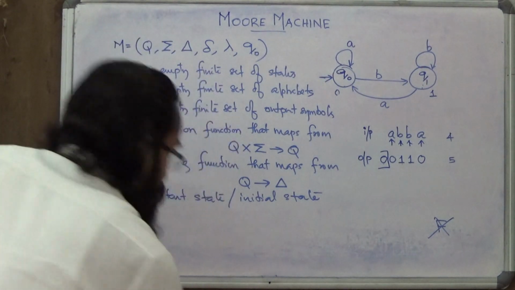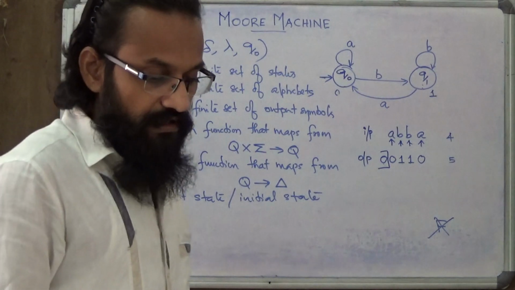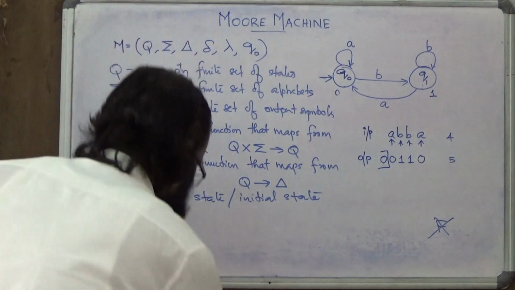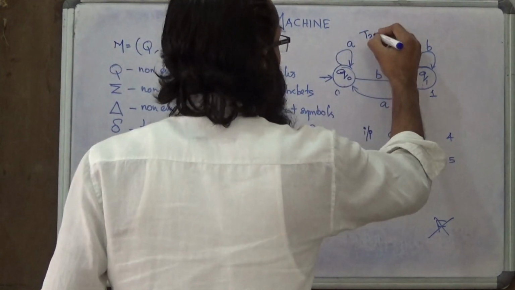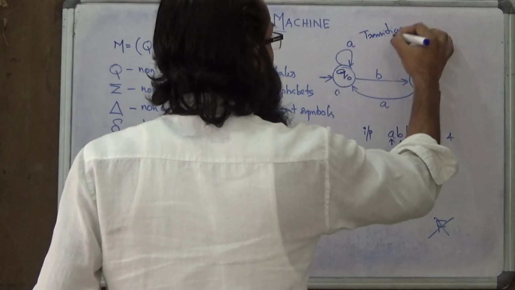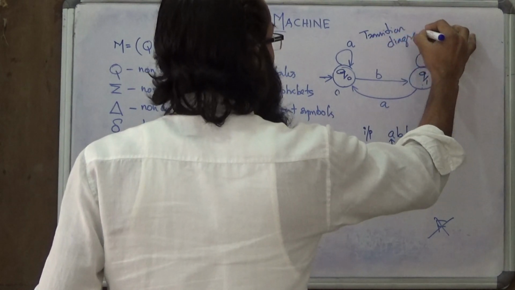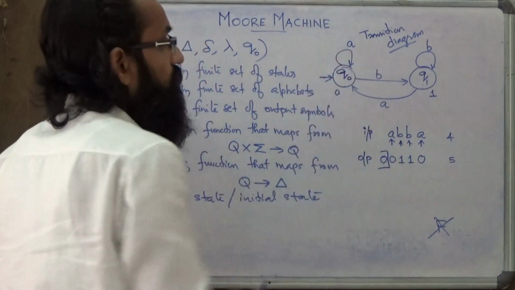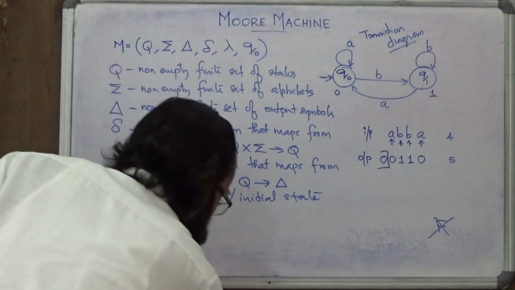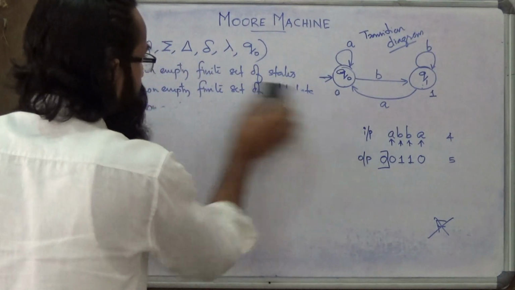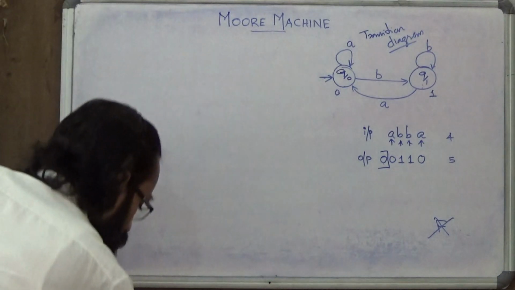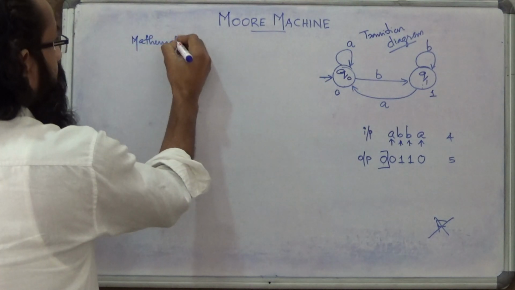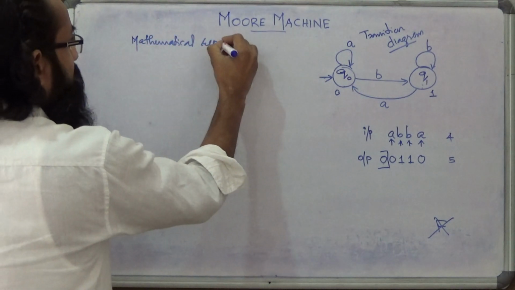Now, when we talk about the different representations of a Moore machine, the first one is the transition diagram. This is the transition diagram for a particular Moore machine. And the second representation is the mathematical representation.